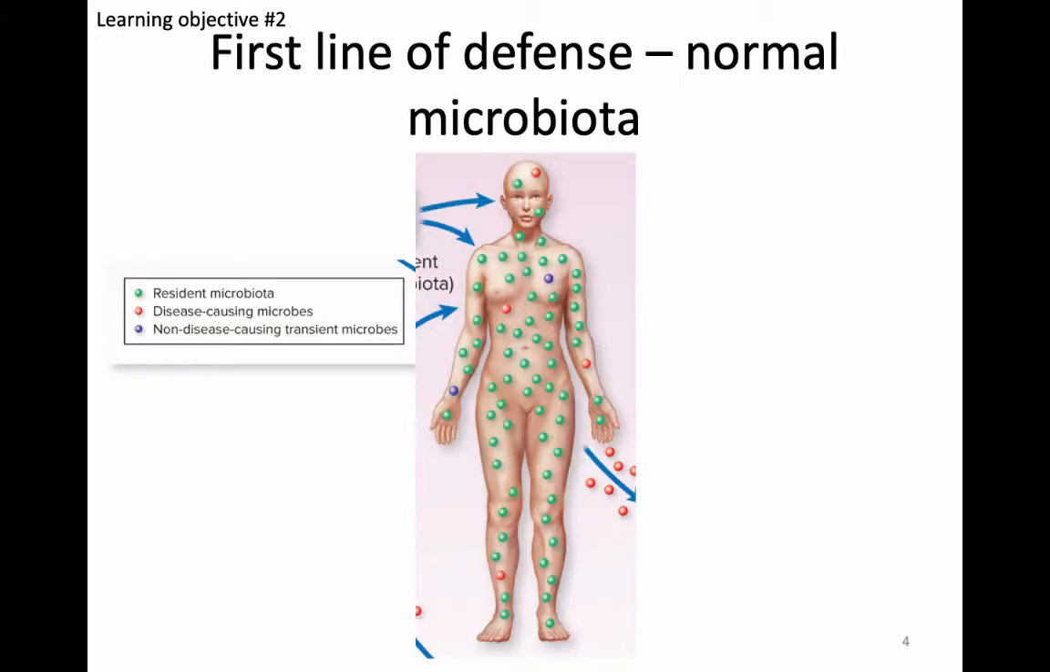Initially, the first line of defense's job is to prevent microbe entry into the host. One of the things that help to do this are the normal microbiota, which is the term collectively referring to microbes that grow normally in a healthy person. In this individual shown, we see the normal microbiota colored in green, and they are preventing growth of disease-causing or pathogenic microbes by competing for space and resources. This is called microbial antagonism. So the normal microbiota prevent the disease-causing microbes from becoming established through microbial antagonism.